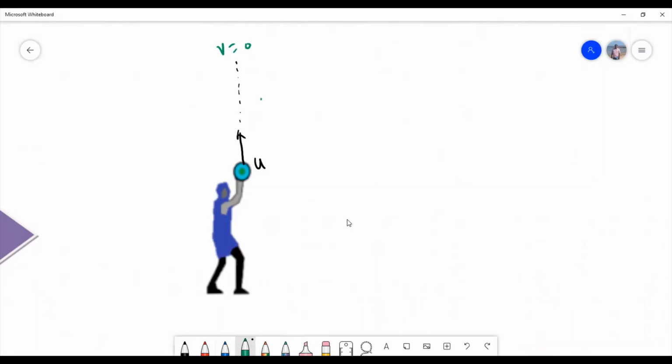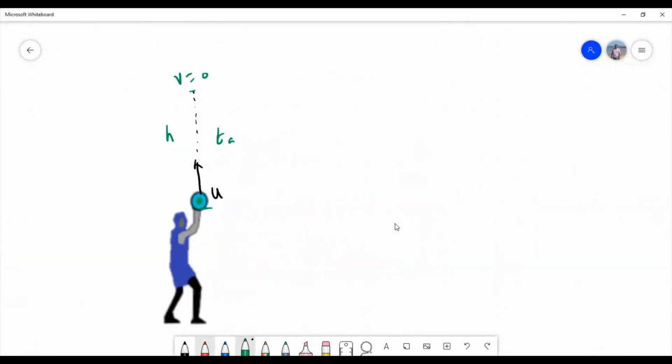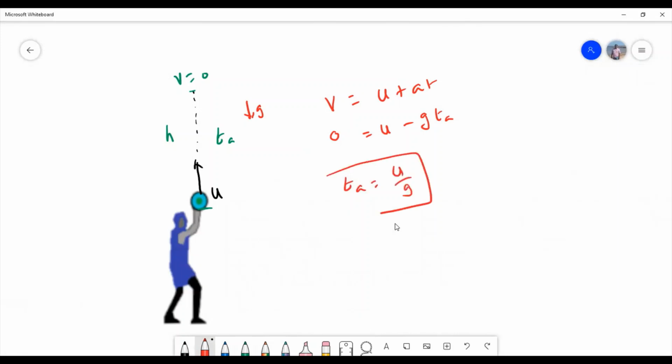Then the time taken by the ball to reach the highest point, let's take h as the distance traveled, we call it the time of ascent. Very simple derivation. Let's take the equation v = u + at. The final velocity is zero, there is an initial velocity as it is going up, and gravity is downward, so minus g. So the equation for time of ascent is u by g.